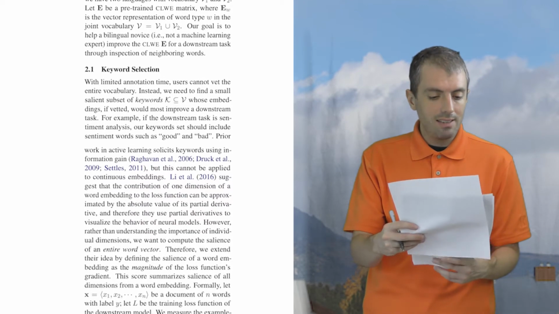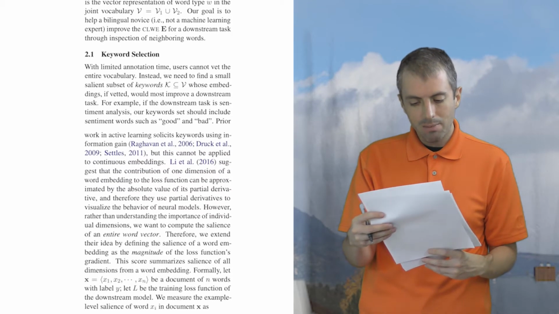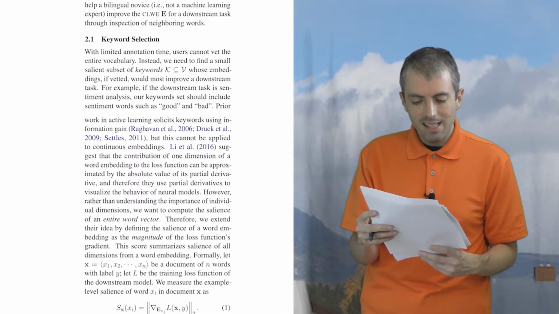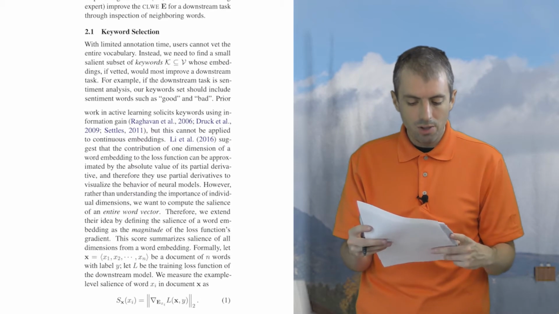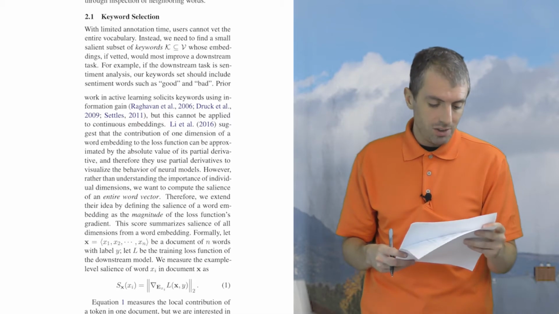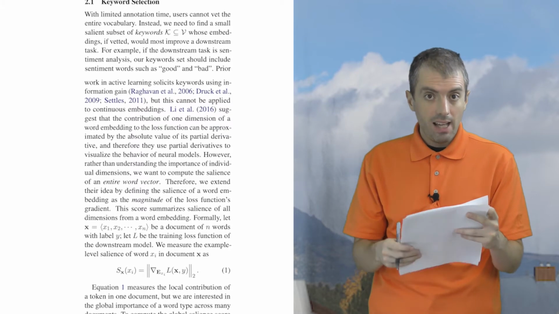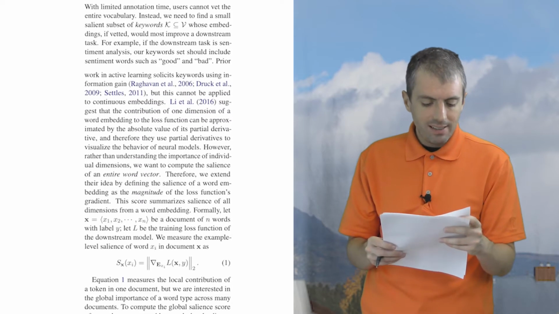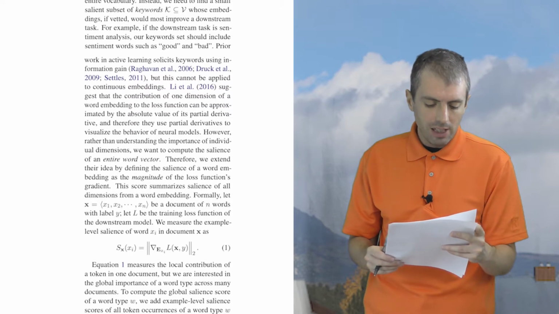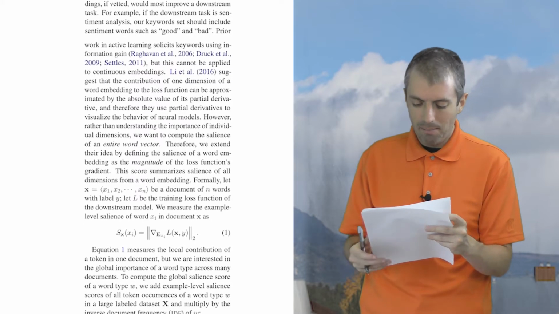Lee et al. suggest that the contribution of one dimension of a word embedding to the loss function can be approximated by the absolute value of its partial derivative, and therefore they use partial derivatives to visualize the behavior of neural models. However, rather than understanding the importance of individual dimensions, we want to compute salience for the entire word vector. Therefore, we extend their idea by defining the salience of a word embedding as the magnitude of the loss function's gradient. This score summarizes salience of all dimensions from a word embedding.